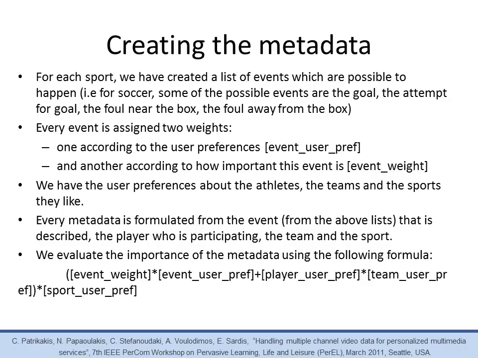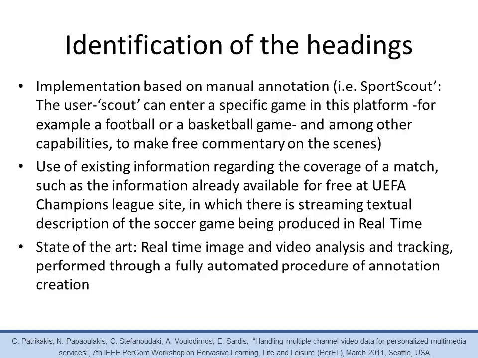We also have the user preferences about the athletes, the teams, and the sports they like. Every metadata is formulated from the event, from the above list, so that it is described, the player who is participating, the team, and the sport. All this information, all this metadata importance is evaluated using the formula that you can see, which is three multiplications and addition of all these weights, so that we create a final weight for a specific event.